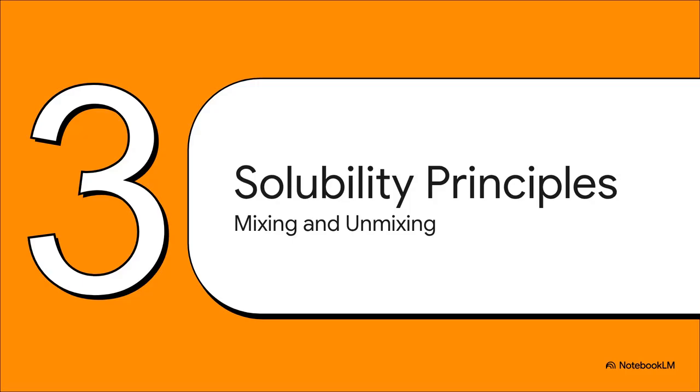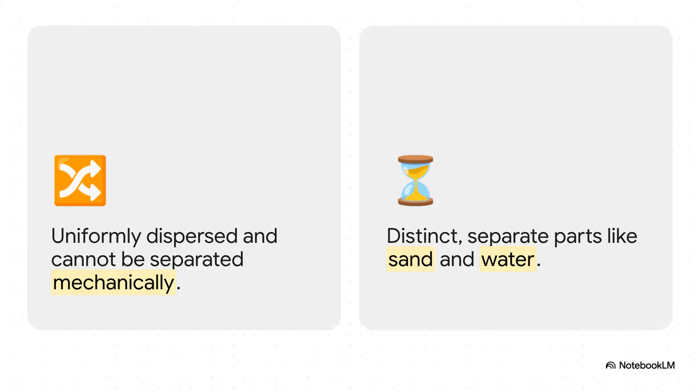All right, Section 3, Solubility Principles, Mixing and Unmixing. To really understand solubility, we have to recognize the visual and physical difference between mixtures. On one hand, we have homogeneous mixtures, also known as solutions. Visually, they look like one single substance. Think of a dark red dye perfectly dissolved in water. The molecules are uniformly dispersed, and you absolutely cannot separate them mechanically with a simple filter.